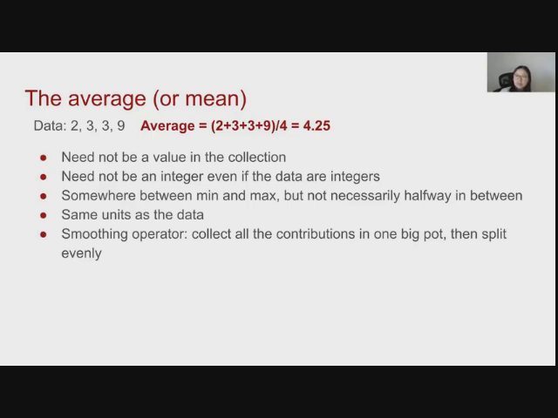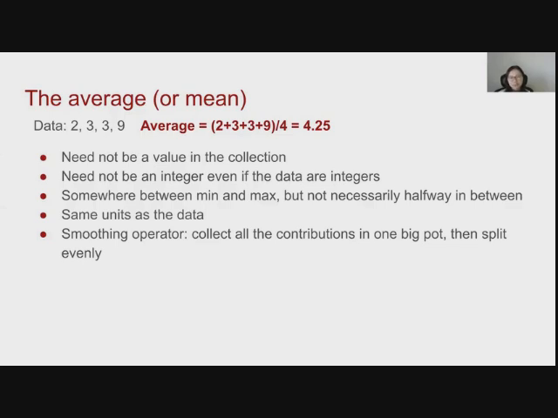The halfway in between idea is more related to the median. Remember, the median is the middle point, the 50th percentile, right in the middle. The fourth characteristic here is that the average or the mean has the same units as the data. Here there's no unit, it's just 2, 3, 3, 9. But for example, for the maternal age variable that we work with in the baby data set, the average is going to be in the same unit as age, which is the number of years.